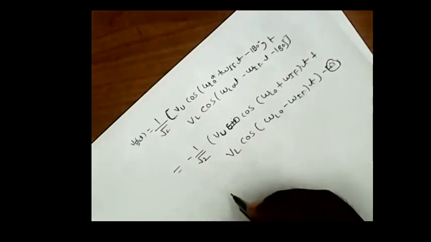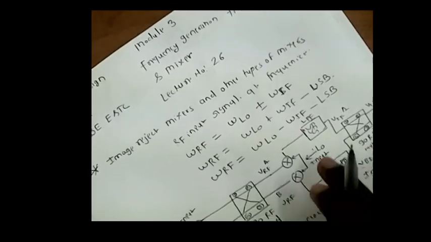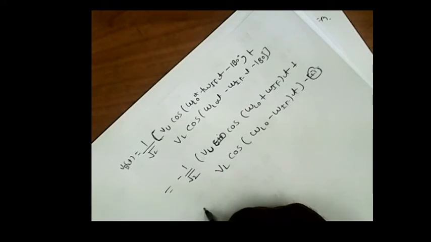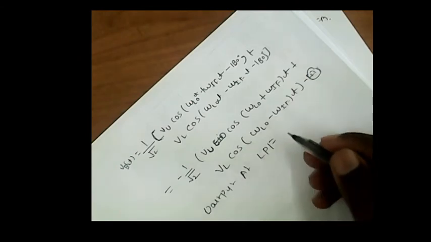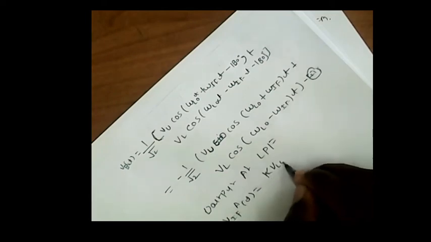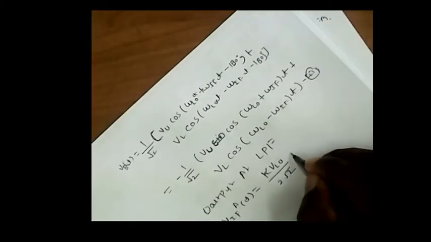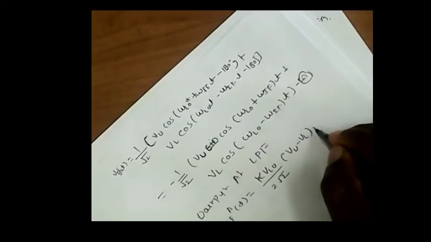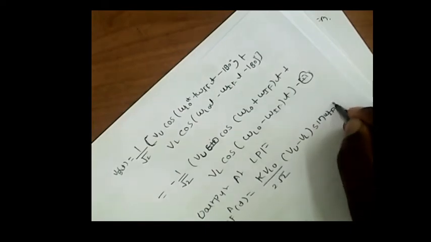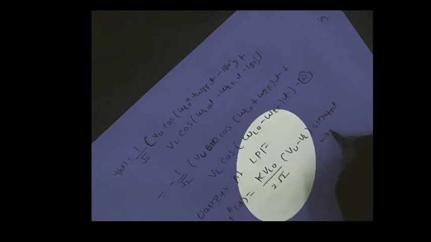After mixing with the local oscillator signal, the output of the low pass filter, so VIF A of t is equal to K VLO divided by root 2 into VU minus VL sin omega IF into t. This is equation number 4.